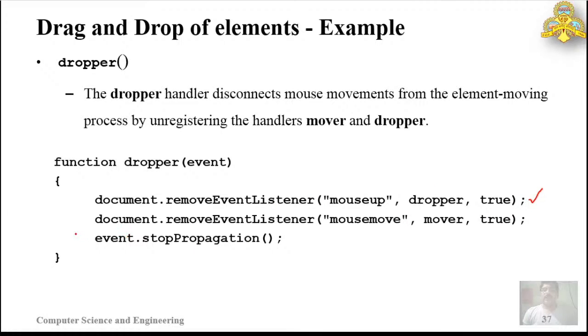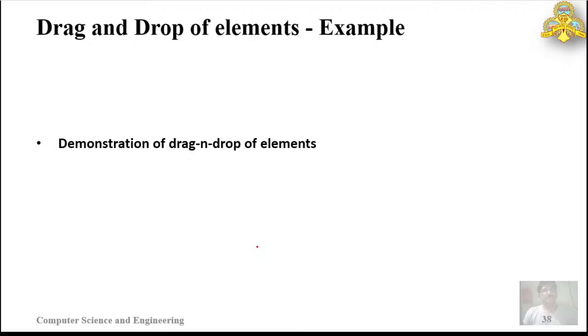The main line here is remove event listener, for mouse up and mouse move, and event propagation is to be disabled. So that is stop propagation. So I will go for the demonstration.